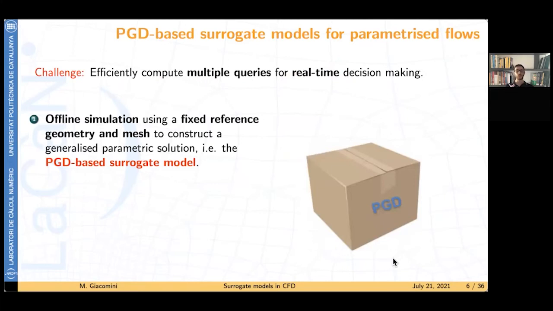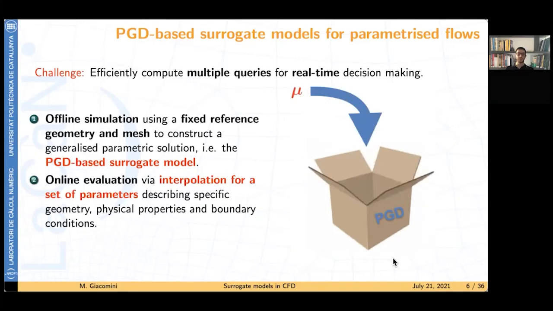So the idea is to split the resolution of our problem in two phases. One phase, which is called offline simulation, in which we perform some computation on a fixed reference geometry and on a fixed mesh in order to construct what we call a parametric solution, a generalized solution, which in our case will be the proper generalized decomposition-based surrogate models. You can think about these surrogate models as a black box, a magic box. It will be our PGD box in this case. So this simulation, of course, can be computationally expensive. Generally, it's performed on supercomputers, but it's performed only once. This is the key aspect.